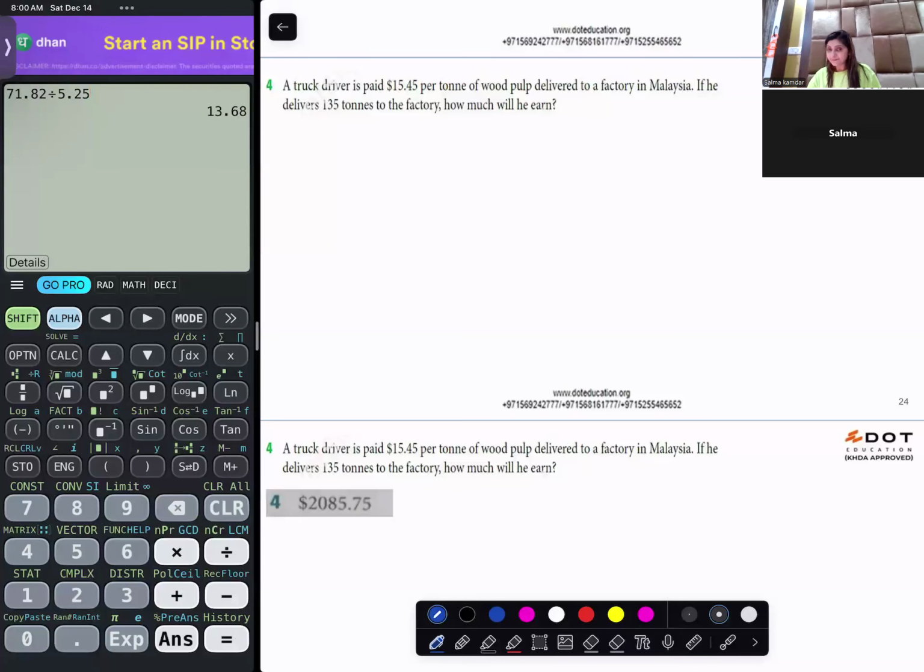Let's do the next sum. A truck driver is paid 15.45 per ton of wood pulp delivered to a factory in Malaysia. So for 1 ton of wood pulp he delivers, he's going to be paid $15.45. So if he is delivering 135 tons, how much will he earn? You just need to cross multiply, or just multiply 135 by 15.45.